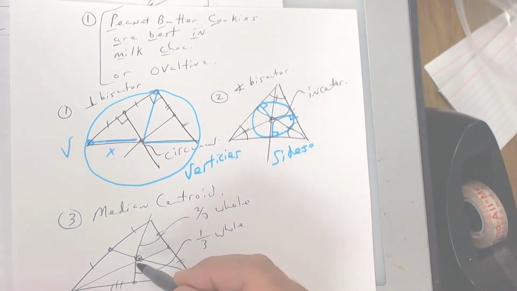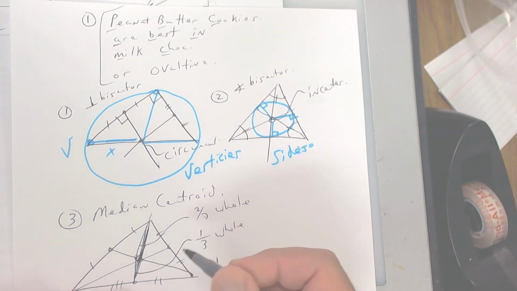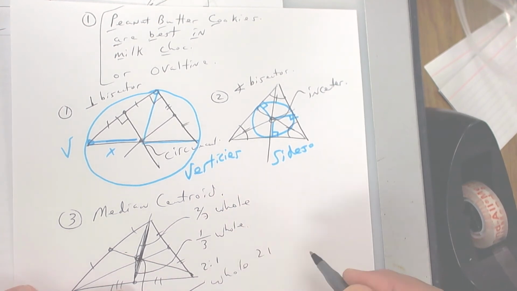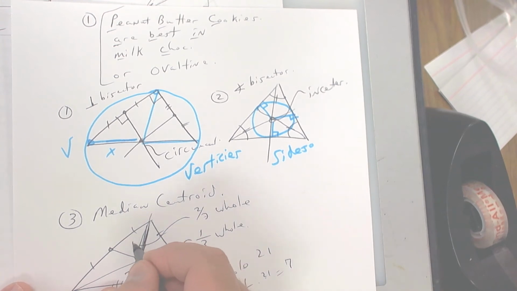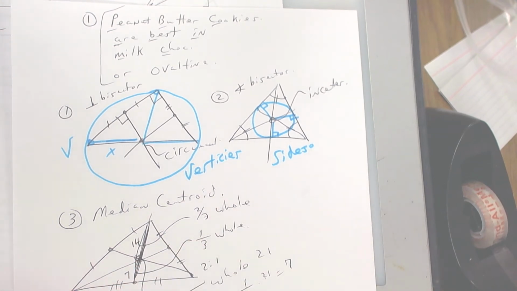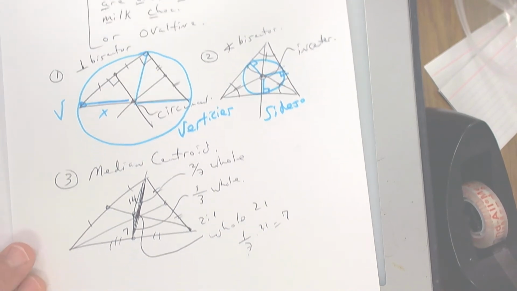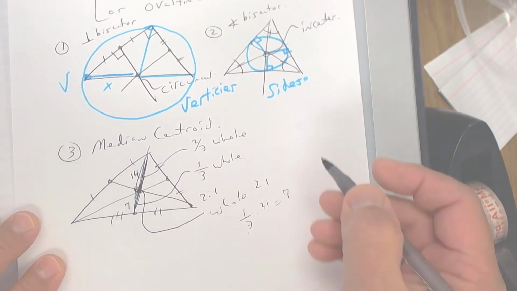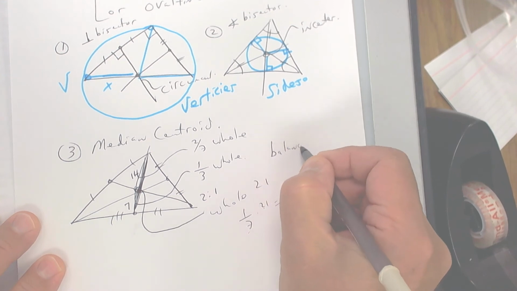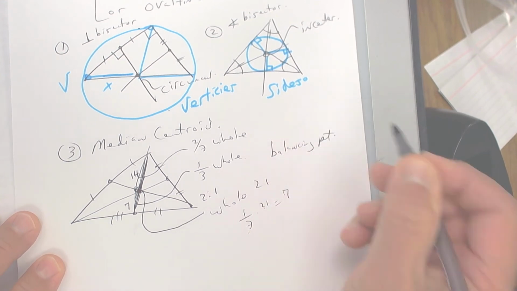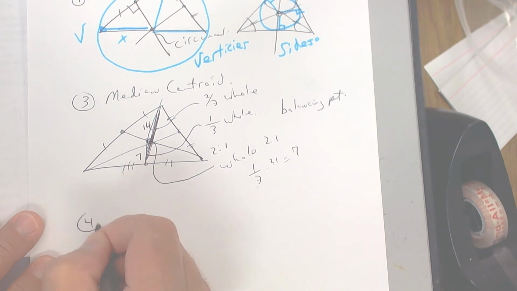So if they give you the whole thing is 21, then you would take 1/3 of that. And 3 goes into 21 7 times. So the small one would be 7, and the bigger one would be twice as big, which is 14. Make sure you know that. That's your centroid, and those are the properties. And also the centroid is the balancing point. I'm giving you everything you need to know here. Number 4, make sure you know it.